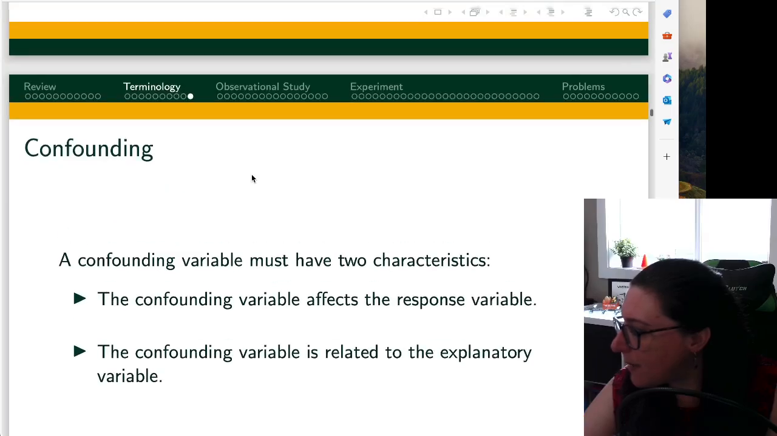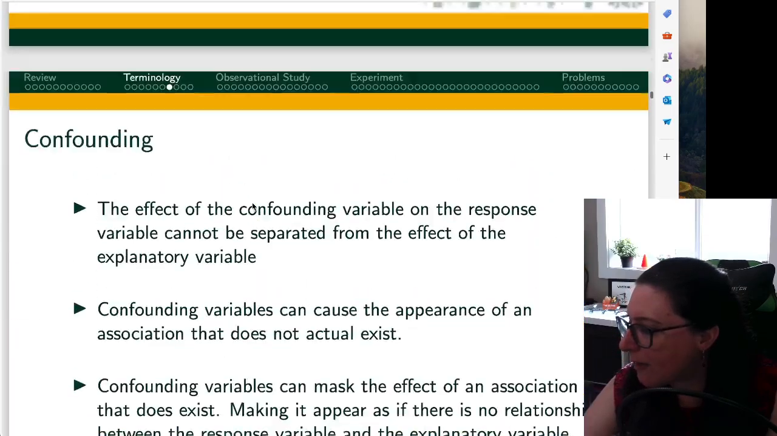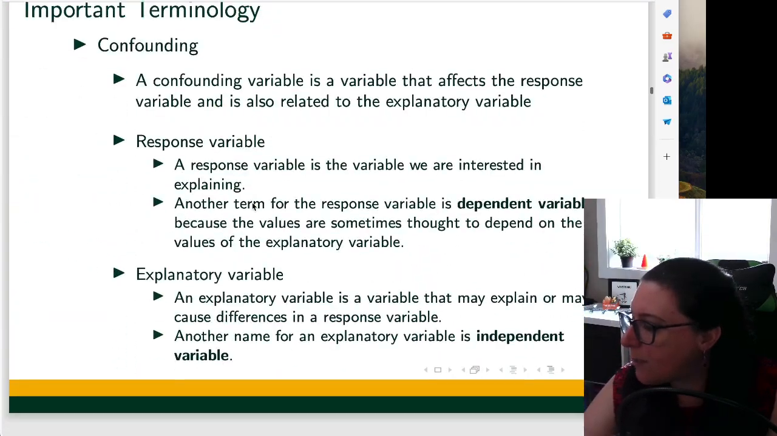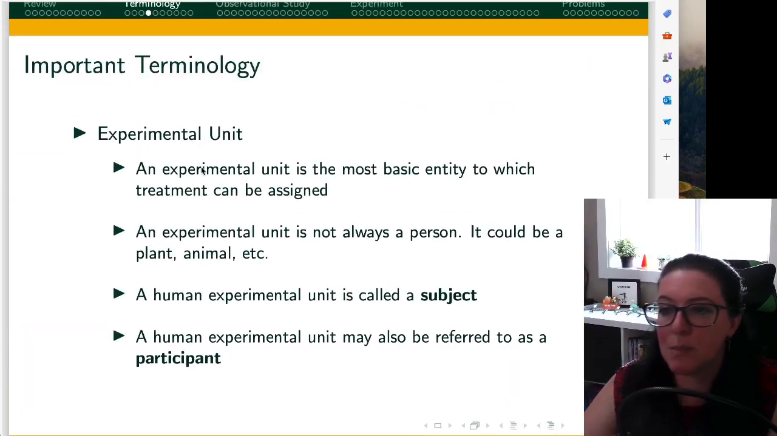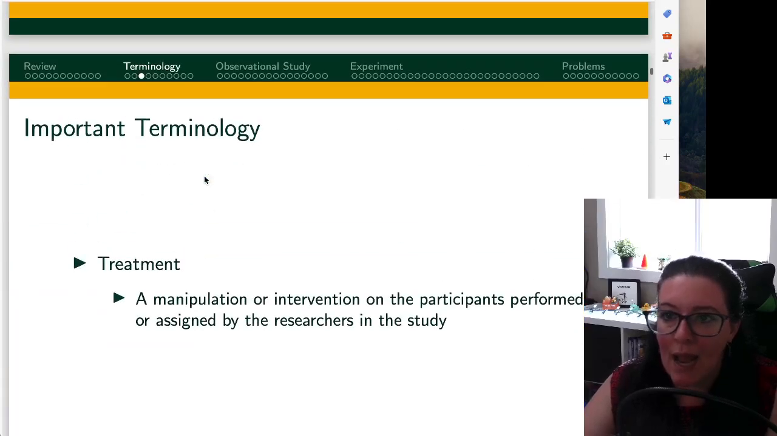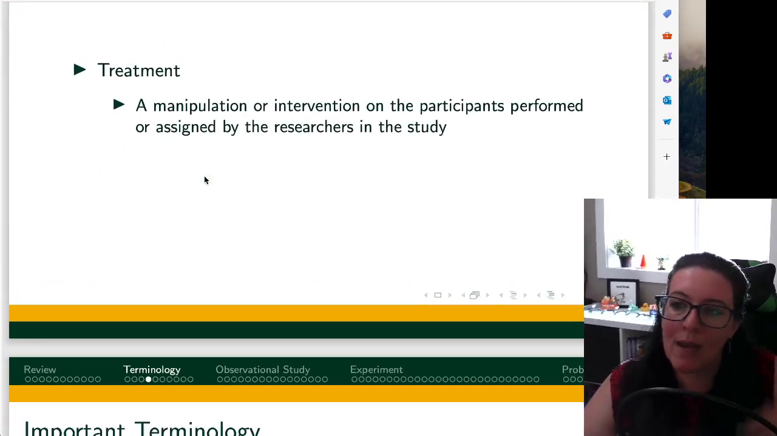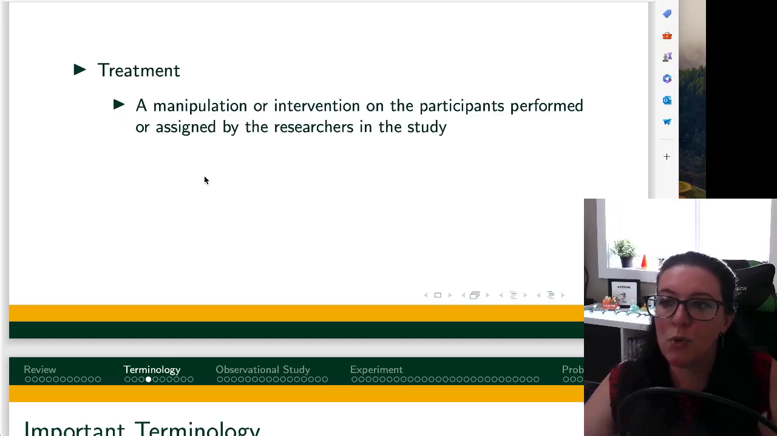All right, so we've talked about some key terminology. We talked about confounding. We talked about response and explanatory variables. We've talked about experimental units and treatments. So now in the next videos, we're going to dive into observational research that is more medical related, and then we'll talk about experiments as well.